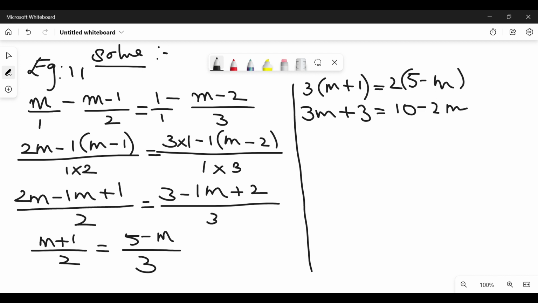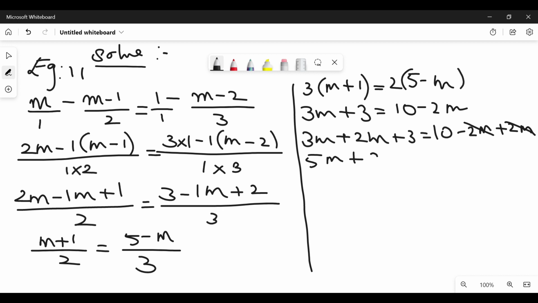So now let's bring all the m terms to one side by applying the additive inverse concept. So you get 10 minus 2m plus 2m. Cancel this, you get 5m plus 3 equal to 10.